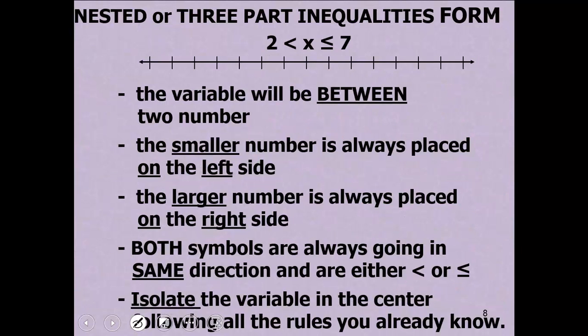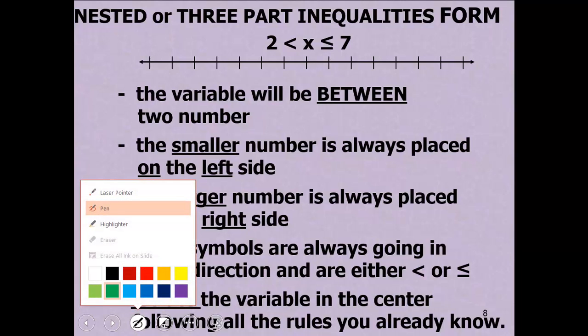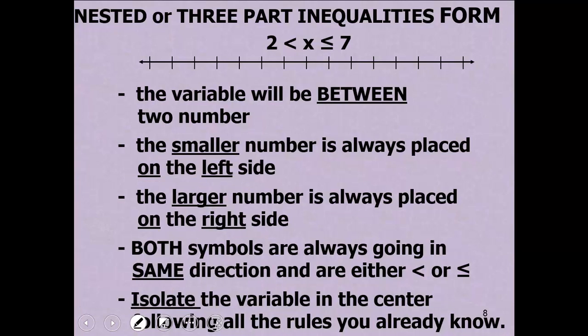Okay, now we're going to learn how to graph those nested, or actually solve, because we graphed some of these nested ones yesterday in the homework. So, you know you have a nested inequality when your variable sits between two endpoints, okay? So it sits between two numbers. The smaller number has to always be placed on the left. The larger number has to always be placed on the right, okay?